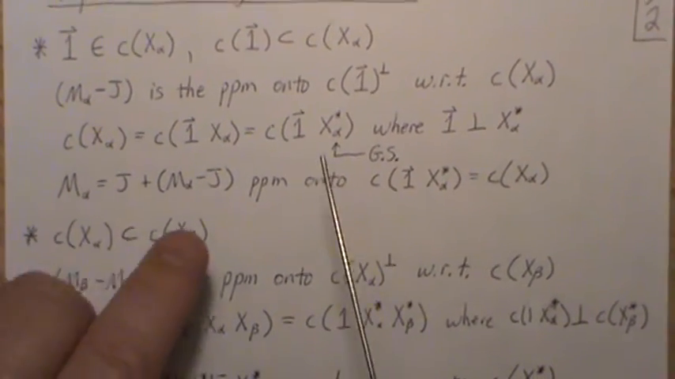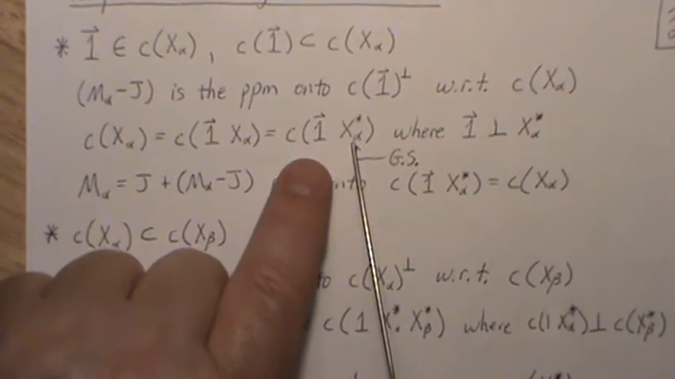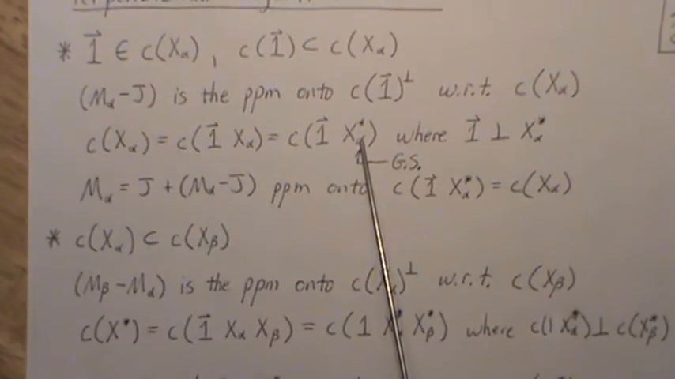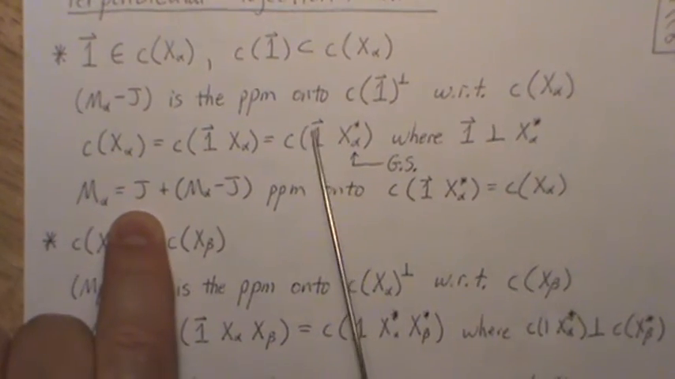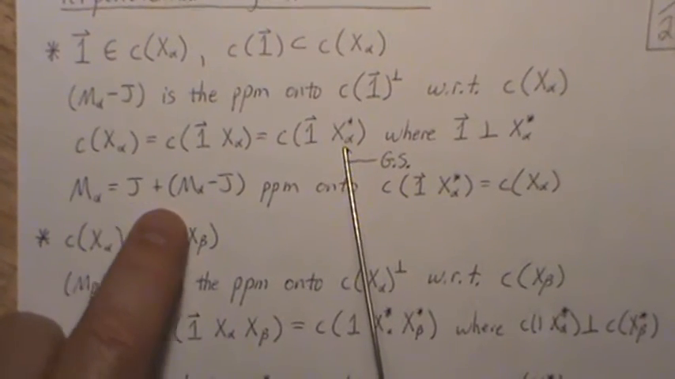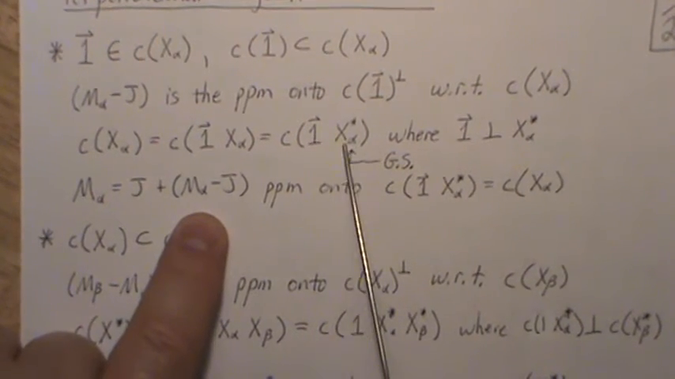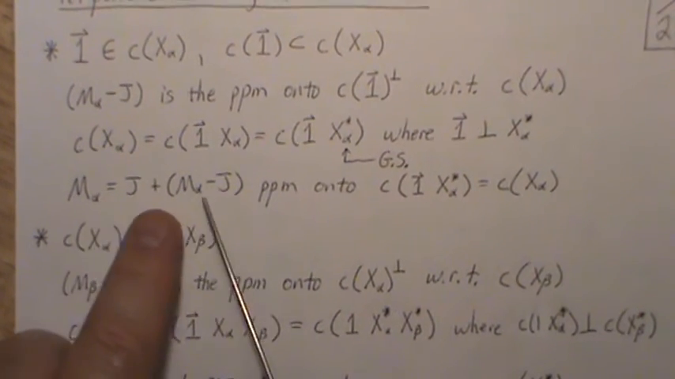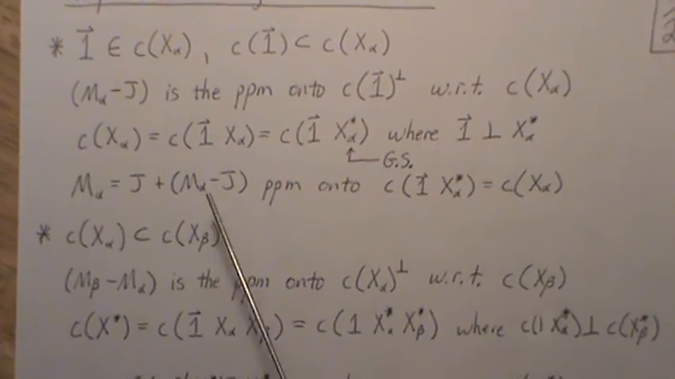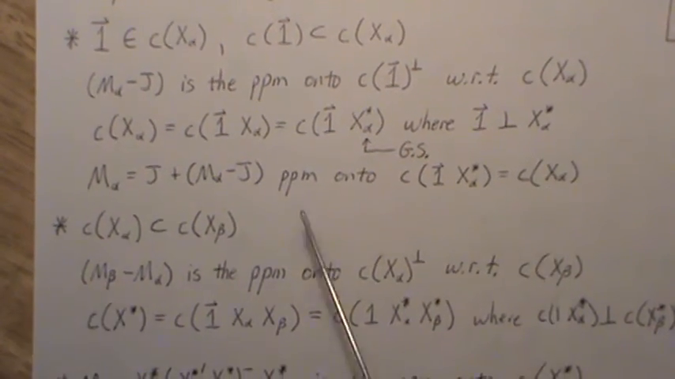Then, since these are orthogonal spaces, the perpendicular projection matrix onto this is just the addition of those 2 matrices. Well, the projection matrix onto 1s is J. The projection matrix onto X alpha orthogonal to 1 is this one. So we add those and we get M alpha. But that's what we're saying it should be to begin with. So it's onto X alpha.